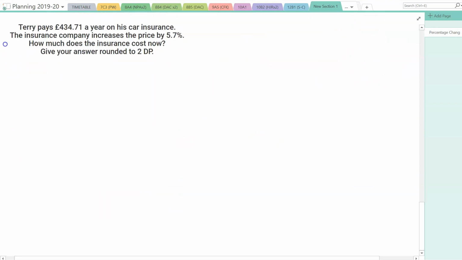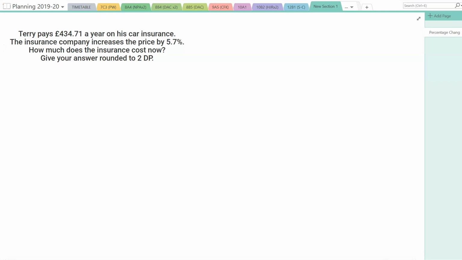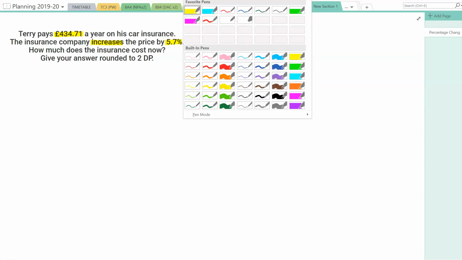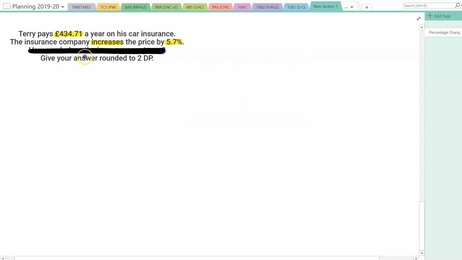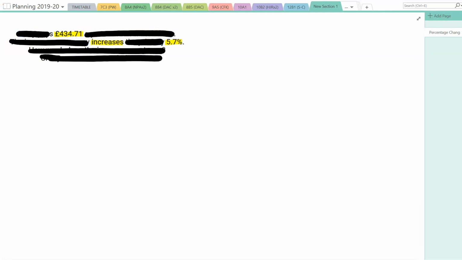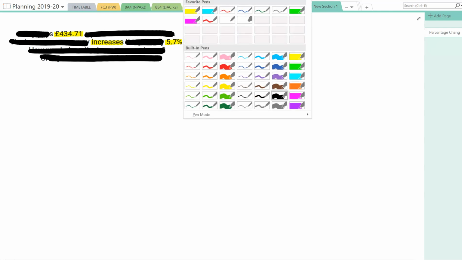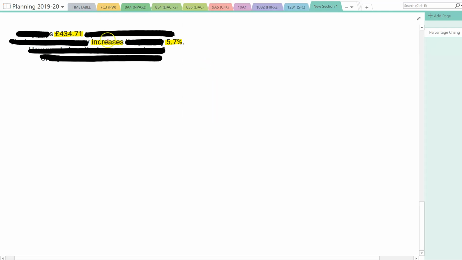Okie dokie, this is the last one. It's another wordy one, so pick out the information that is important. That is how much he pays in a year, whether it's going up or down, so you're looking for the word increase or decrease. We've got increase. And a percentage, 5.7. The rest, irrelevant. Absolutely waste of time worrying about. Oh, sorry, just dropped my pen. Right, so we want to increase that value by 5.7%.